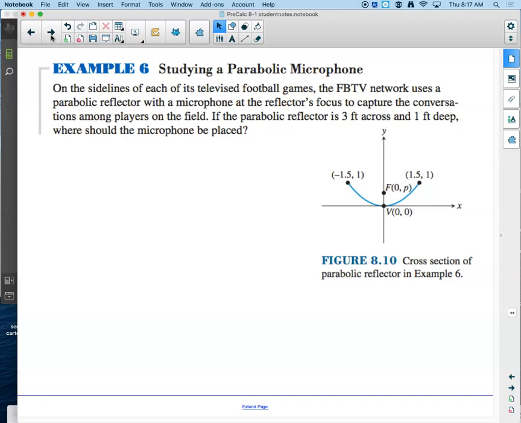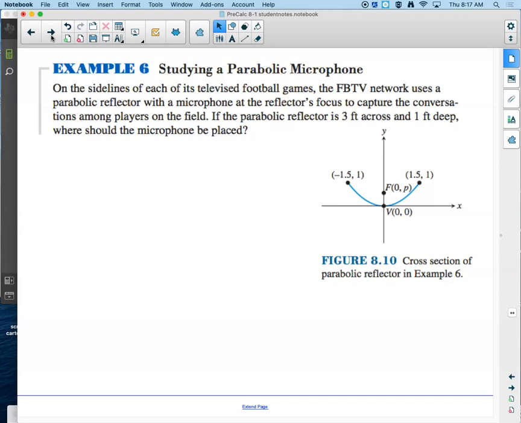On the sidelines of each of its televised football games, the FB TV network uses a parabolic reflector with a microphone at the reflector's focus to capture the conversations among players on the field. If the parabolic reflector is 3 feet across and 1 foot deep, where should the microphone be placed? And we get a nice picture here. But the thought is, if I didn't have the picture, what would I do with this?